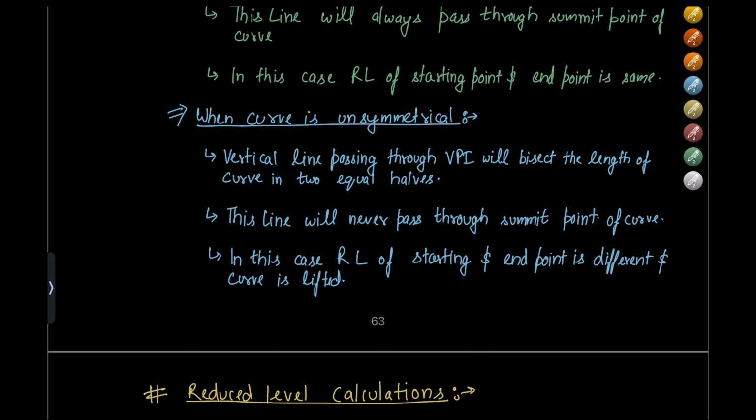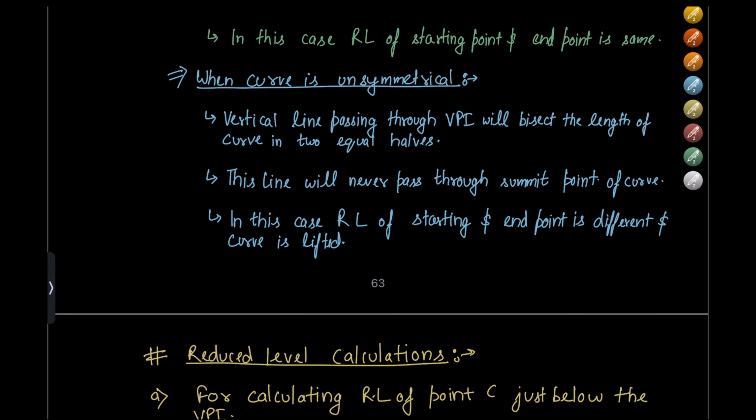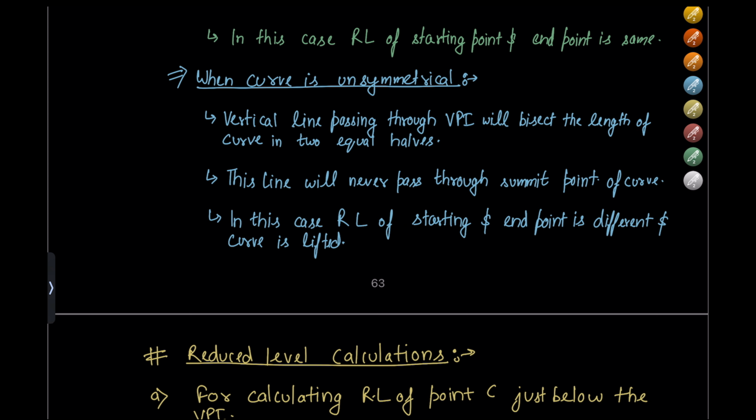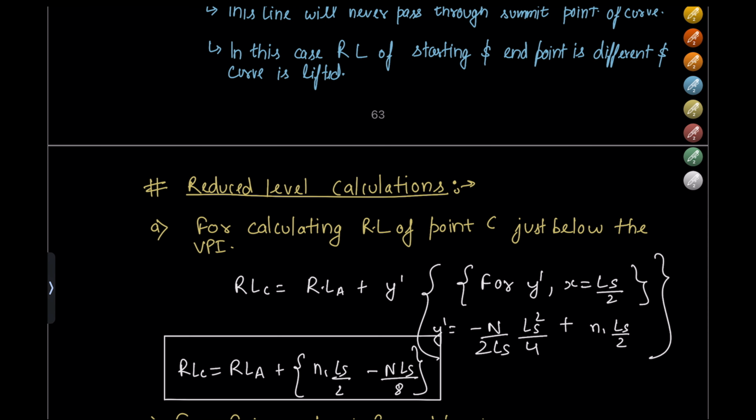Next, this line will never pass through the summit point of the curve because the RL is not the same. It will not pass through the summit point of the curve. Next, in this case, the RL of the starting and end point is different, and the curve is lifted. I'll give an example of the lifted curve below.